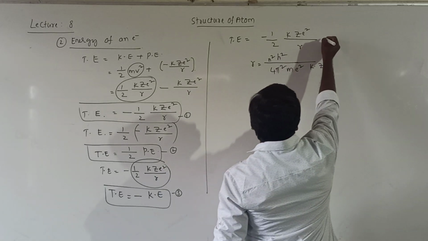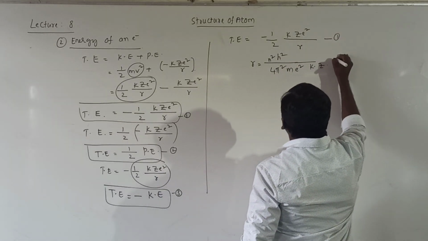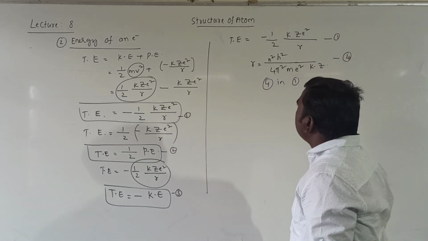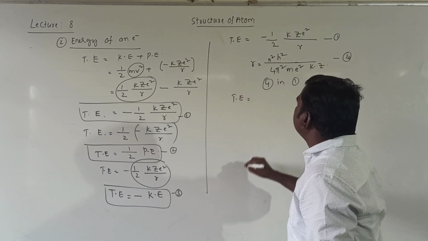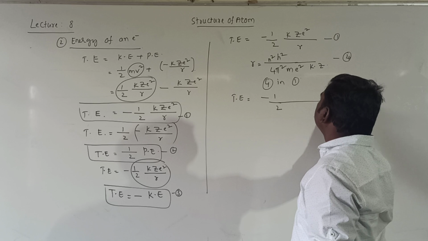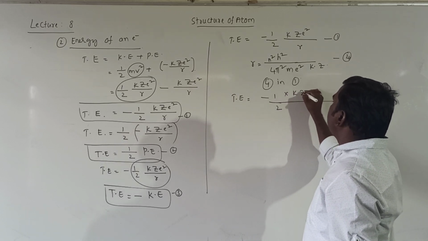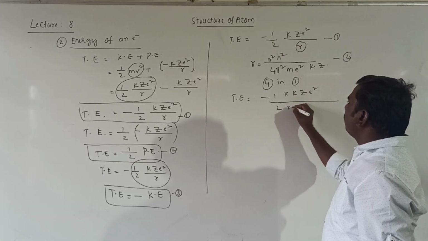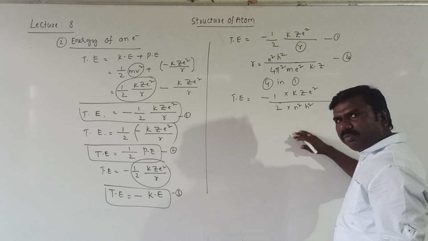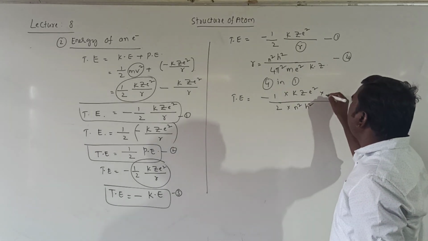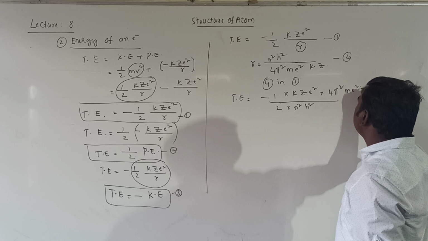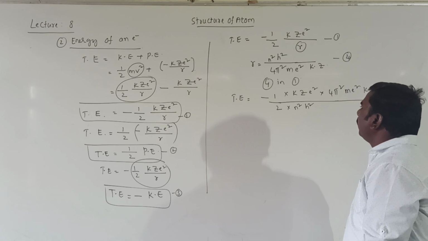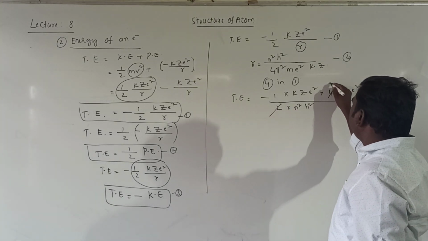So this is taken as equation 4. Equation 4 will be substituted in 1. Then total energy is equal to minus half into k Z e square by r. r means n square h square by 4 pi square m e square k Z, where k is a constant. Then the 2s cancel, 2 times 2 is 4.